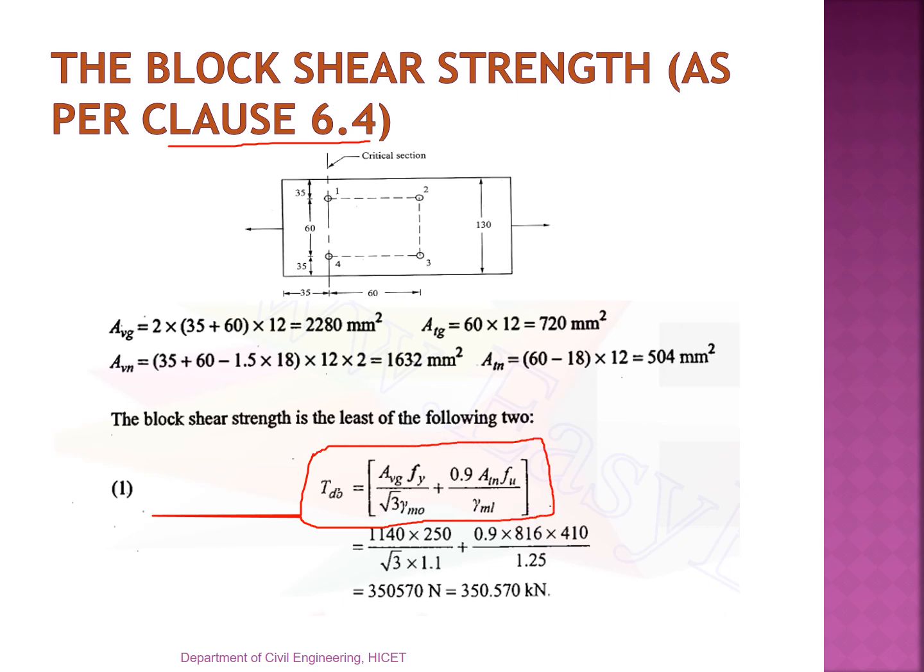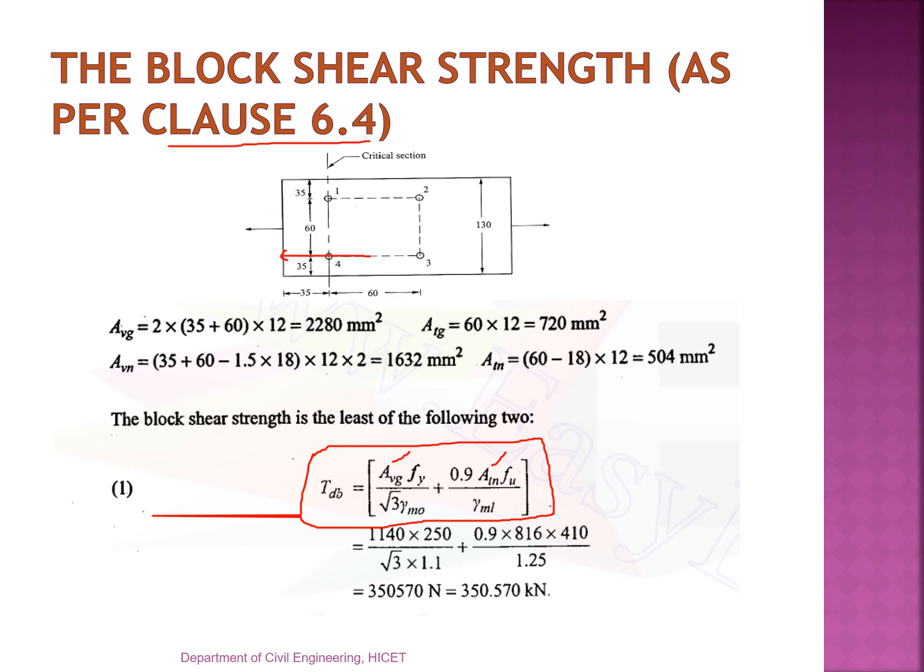Next, the block shear strength as per IS 800 2007 clause 6.4. So the block shear strength is T suffix db. We have two formulas in clause 6.4 of IS 800. So the first one is AVG Fy divided by root 3 gamma m0 plus 0.9 ATN Fu divided by gamma m1. So in this formula we have two values, that is AV and AT. AV means shear area, AT means tension area.